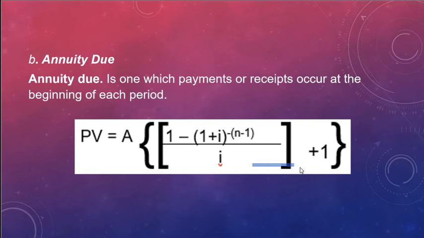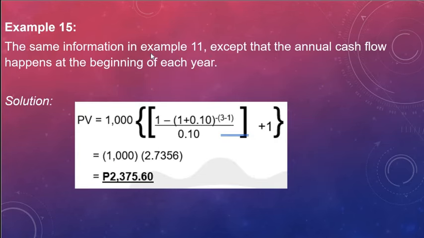So again, itong computation na to is actually you're computing for the present value factor. So let's try it in a problem. So here, the same information dun sa previous example, except that the annual cash flow happens at the beginning of each year. So ganun din, 1,000 yung matatanggap every year, kaso lang ngayon, matatanggap mo siya at the beginning of the year. So you have to substitute the formula.